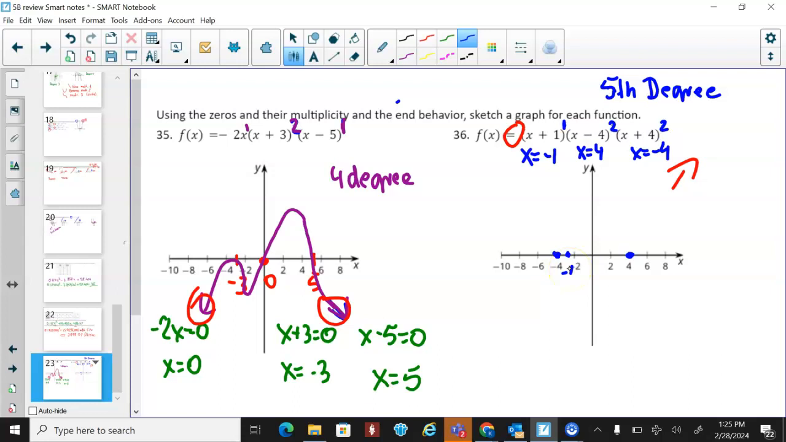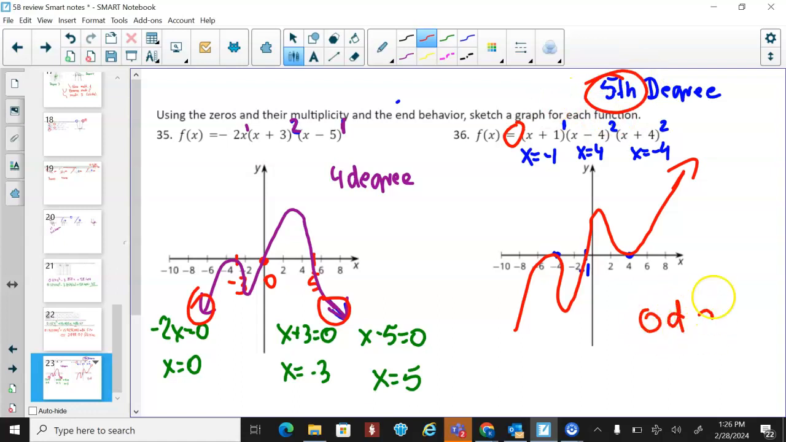Oops. Wrong. I'm sorry. Negative 1 is right here, guys. Sorry about that. Negative 1. All right. I also know that at 4 and negative 4, I'm going to have a bounce. And at negative 1, I'm going to have a slice. Okay. So if I continue going, I'm going to bounce right here. I'm going to slice through negative 1, and I'm going to bounce right here. Okay. I also know this is a 5th degree, which is odd, which means my two ends are going to be in the opposite direction.